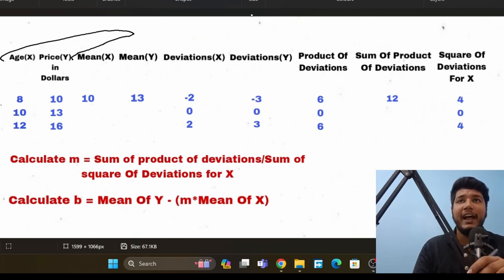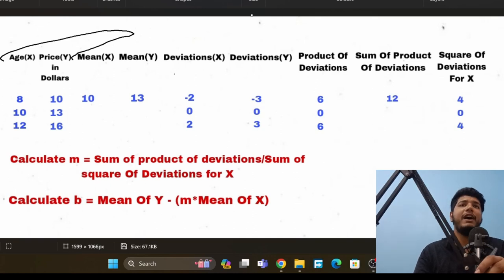So we will add all of these, 8 plus 10 plus 12, and divide by how many values there are: 1, 2, 3 values. So the mean is equal to 10. We will do the same for the mean of y. We will add the values of y, the price, and then divide by 3. So the value is 13.